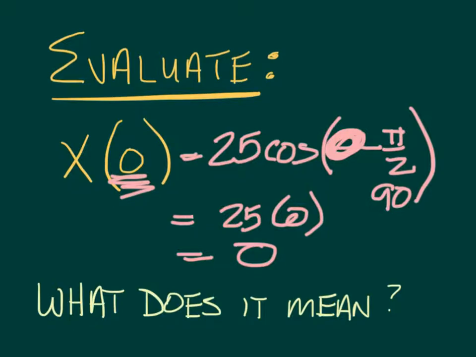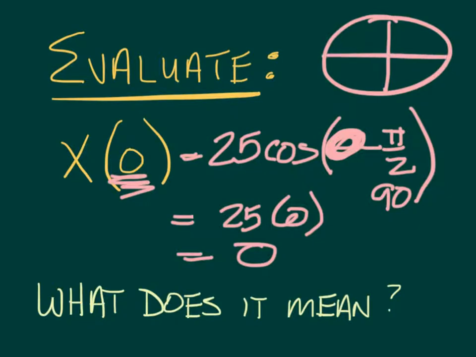So what does that mean for the co-height function? Where are we at when we're at 0 with the co-height? Here's the Ferris wheel. There are the axes. Where am I at on the Ferris wheel when the co-height equals 0? You're at the what? 3 o'clock position. What's the co-height at the 3 o'clock position over here? 25. And what is it when it's over here? Negative 25. What is it when it's here? 0. And what is it when it's here?